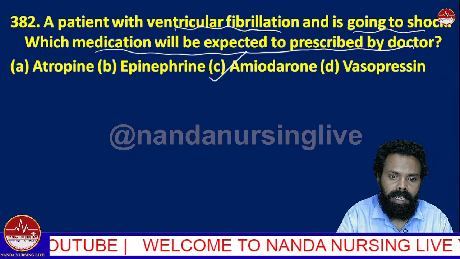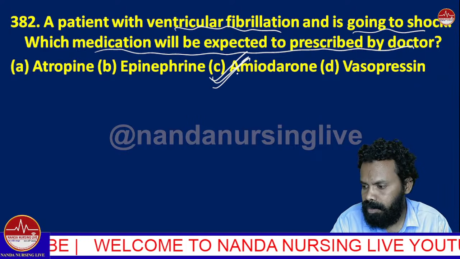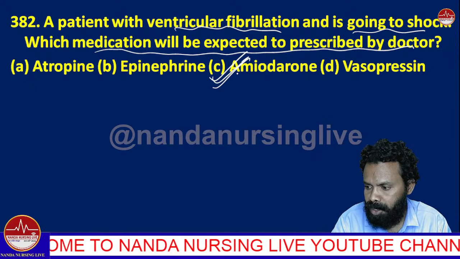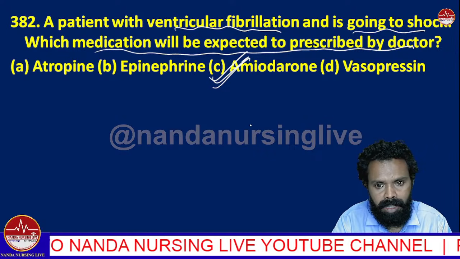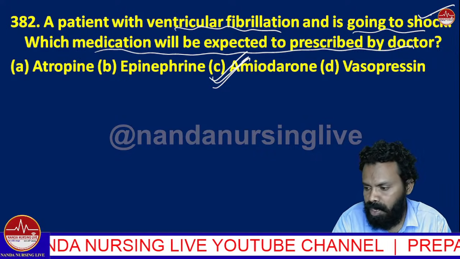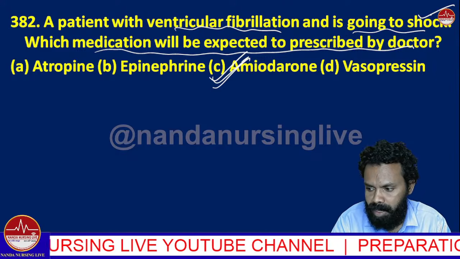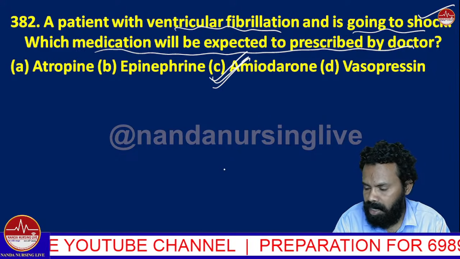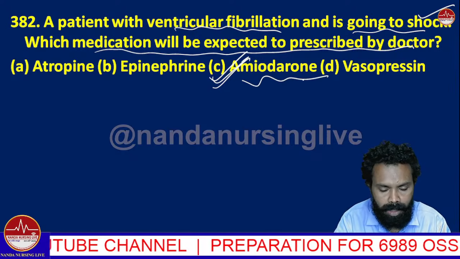So the correct answer is amiodarone, right? When a patient is in ventricular fibrillation and requires defibrillation, shock means requiring defibrillation. So the primary medication administered to help restore a stable heart rhythm is an antiarrhythmic drug, that is amiodarone, right?